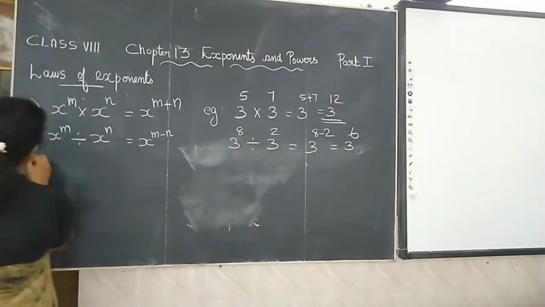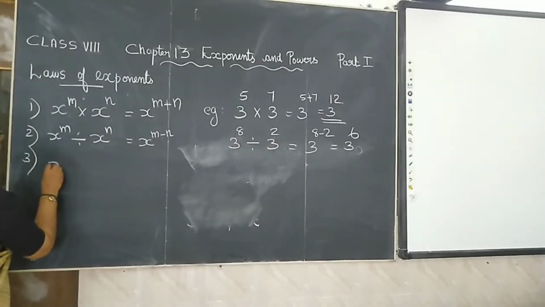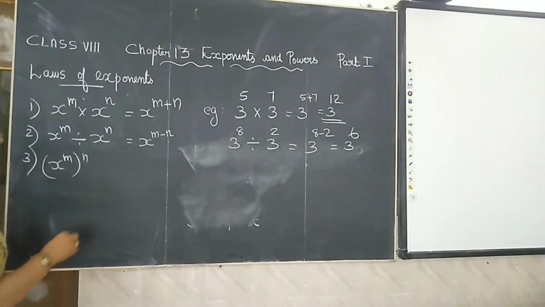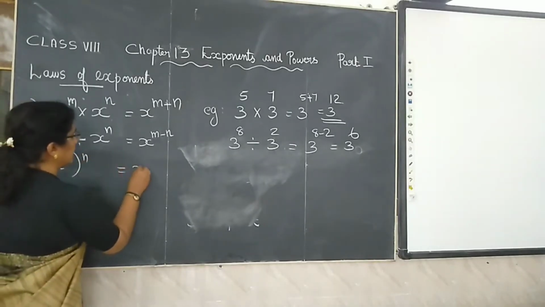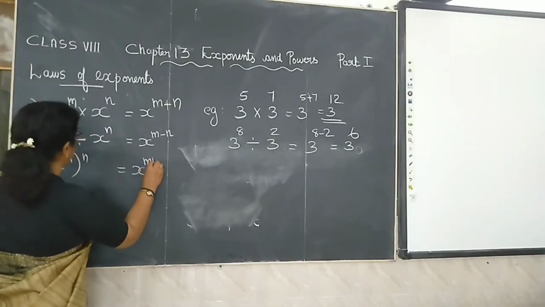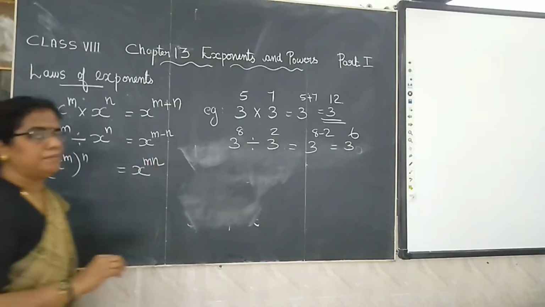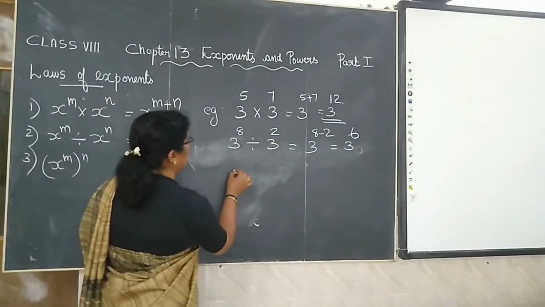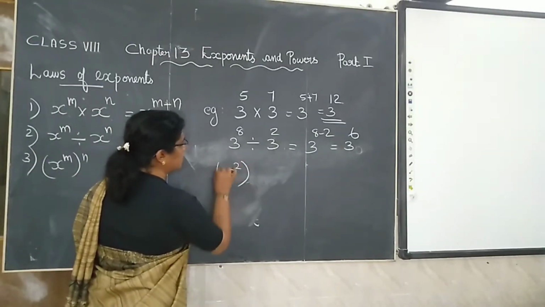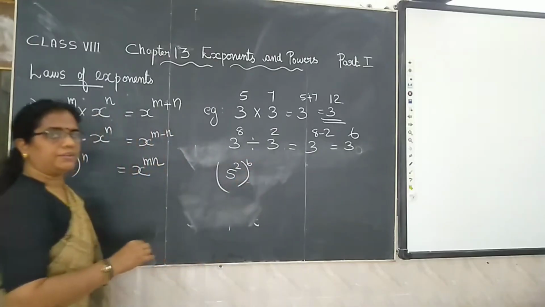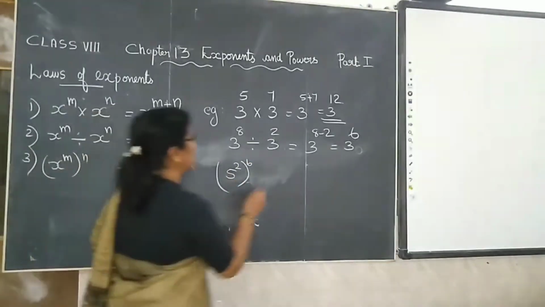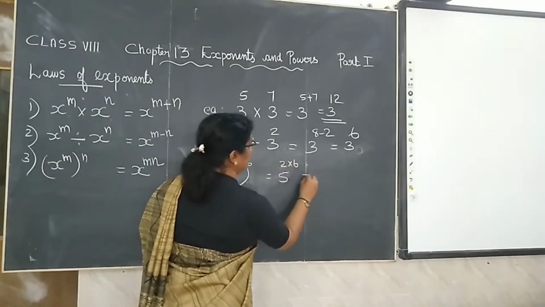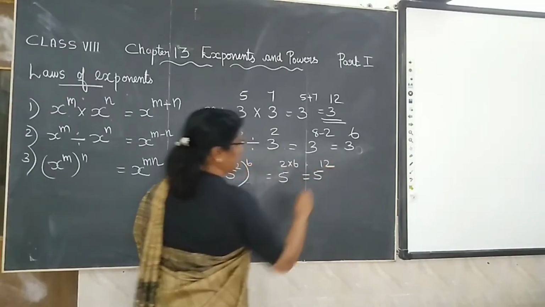Now next one is the third law: x raised to m whole raised to n is equal to x raised to mn. For example, 5 raised to 2 whole raised to 6 is equal to 5 raised to 2 into 6, that is equal to 5 raised to 12.